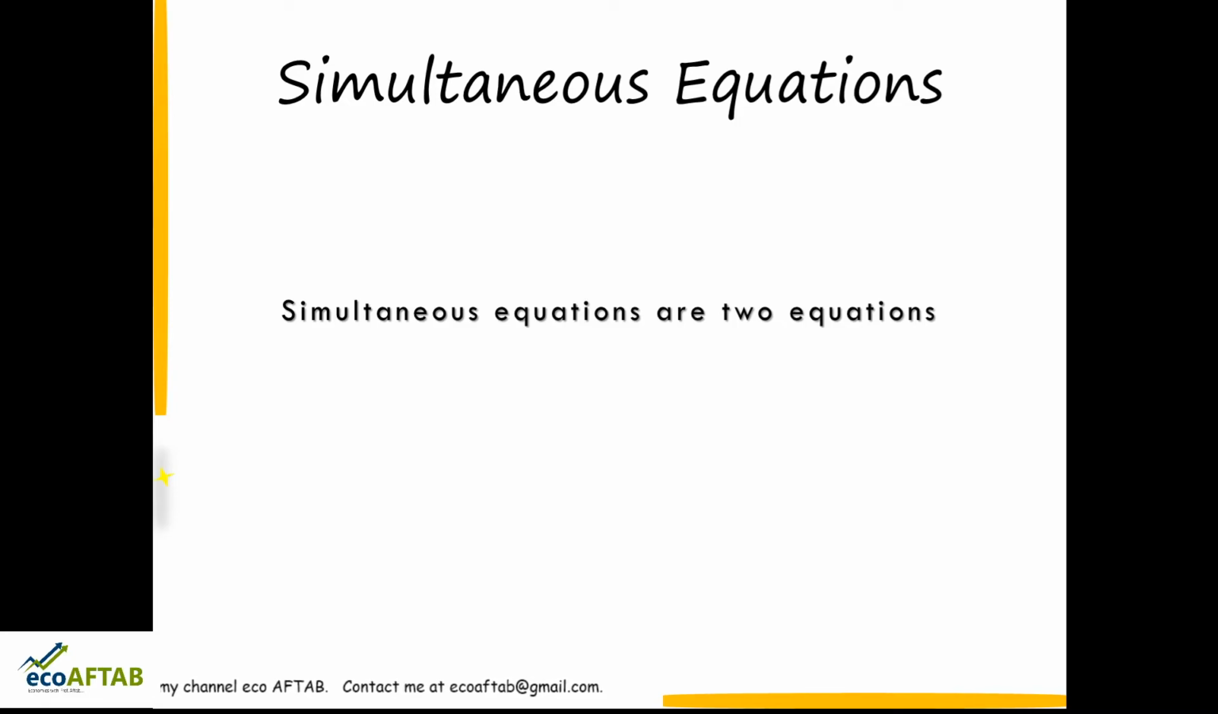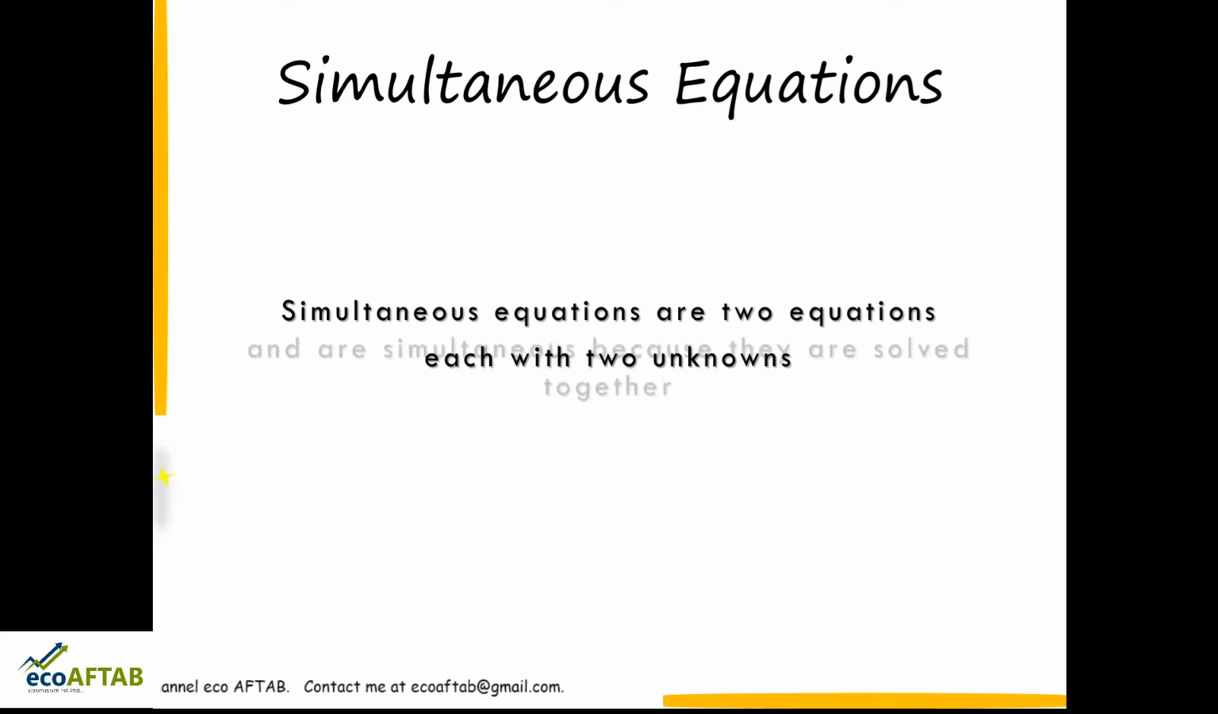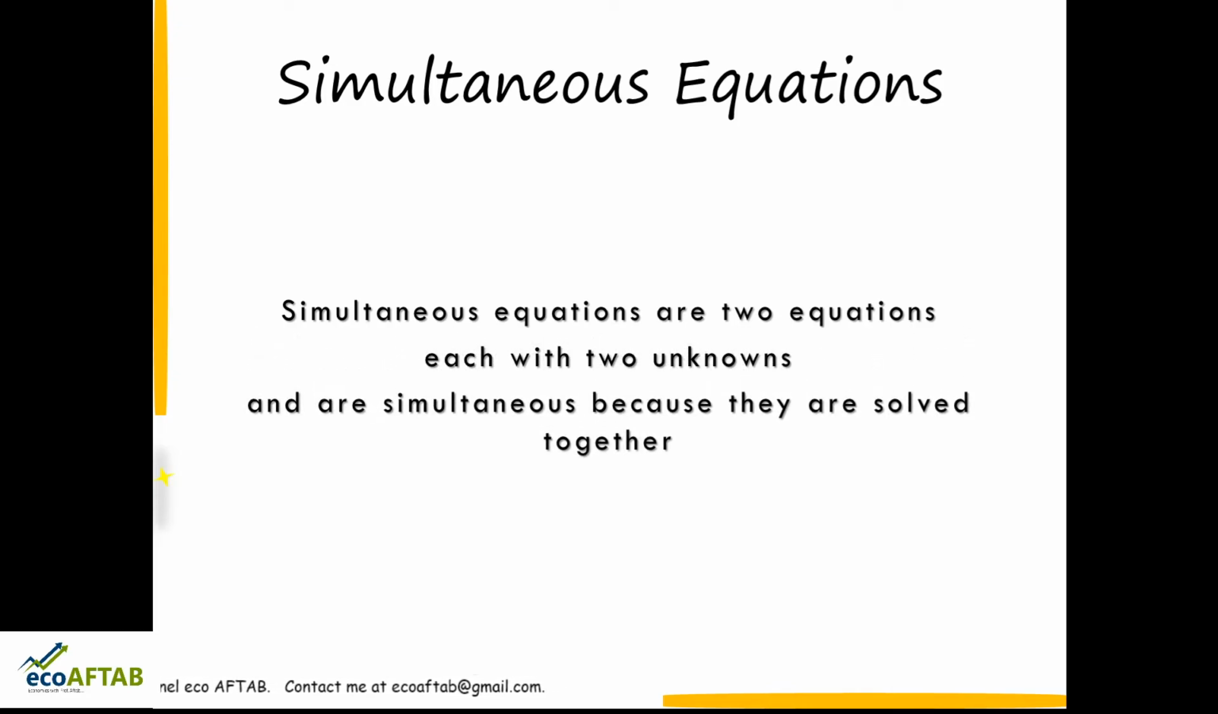Simultaneous equations are two equations, each with two unknowns, and are simultaneous because they are solved together. So here we again have two equations with two unknown variables. Earlier we saw it was only x. Now we are bringing into the picture one more unknown variable such as y. It may be x and y, or any two, a and b, or r and t. So any two unknown variables in two different equations which are set equal to each other and solved simultaneously are called simultaneous equations.